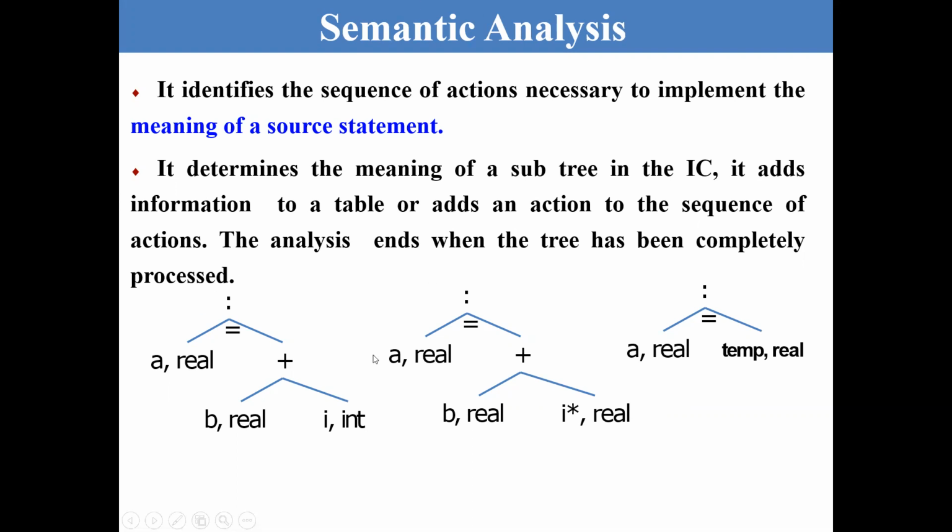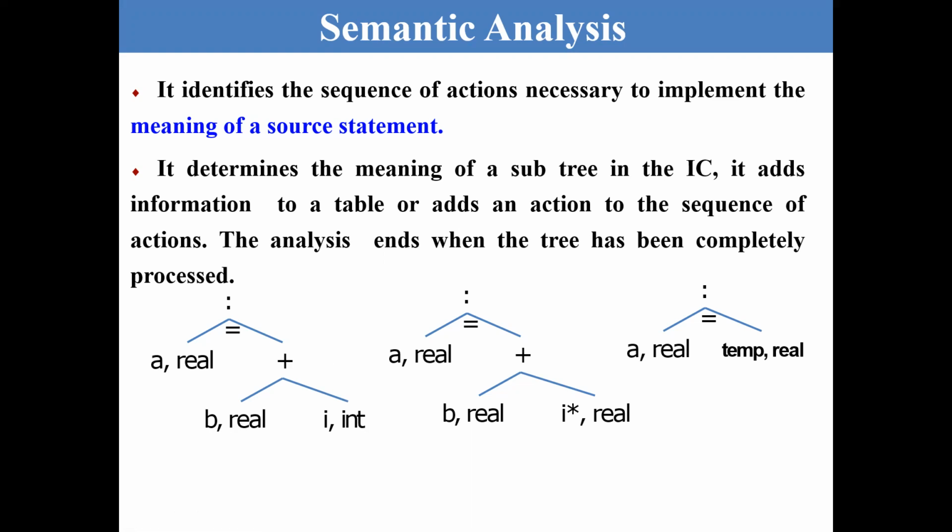Right? So this is your syntax output. A, then equal to sign, plus B and integer. But here you can see you will get an error in the semantic analysis because B is of variable type real and I is of variable type integer. The addition of real and integer is not possible because they are two different data types. So you will get the error in semantic analysis because semantic analysis checks the meaning.